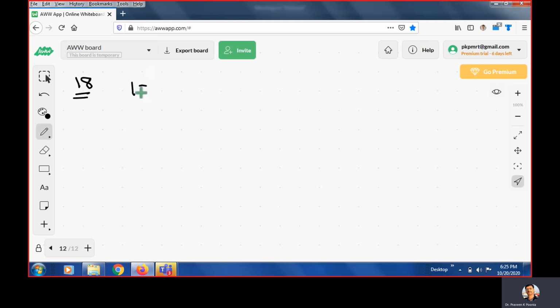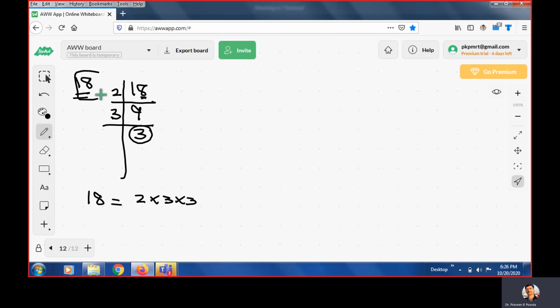How to find the prime factors of 18? Let us take it. We'll start with 2 because this is an even number. 2 times 9. Then 9 is an odd number, 3 times 3. Finish, because this is a prime number. So what are the prime factors of 18? Prime factors of 18 are 2 times 3 times 3.